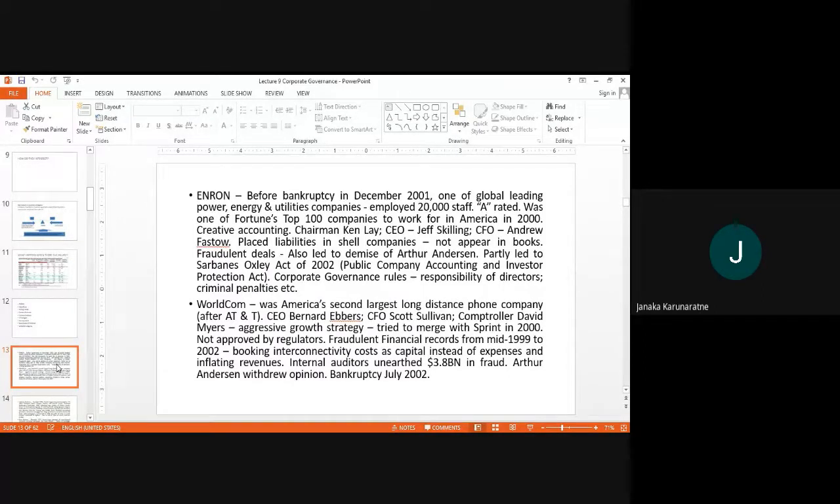Fraudulent financial records from mid-1999 to 2002. Booking interconnectivity costs as capital instead of expenses, and as a result, inflating the revenues and the profit. So the internal auditors found $3.8 billion worth of fraud. Internal auditors. So the company became bankrupt in July 2002. So the second largest long distance phone company.